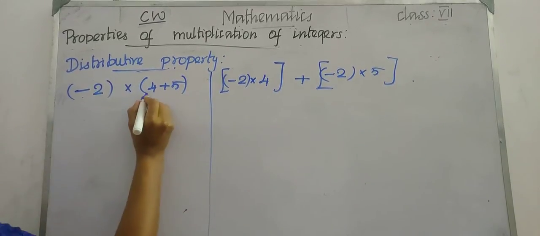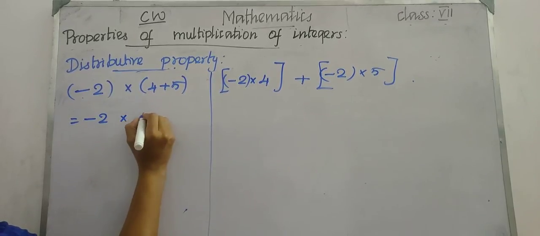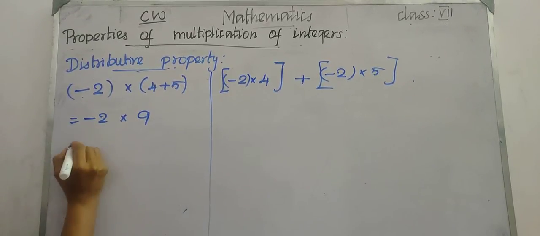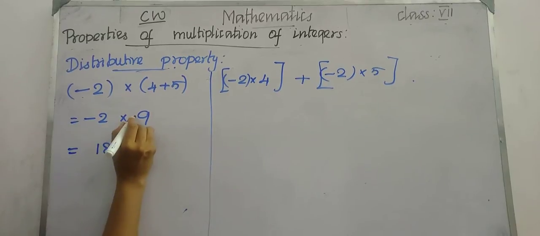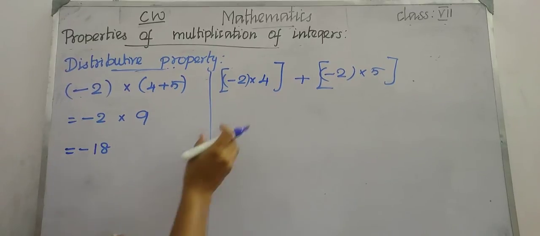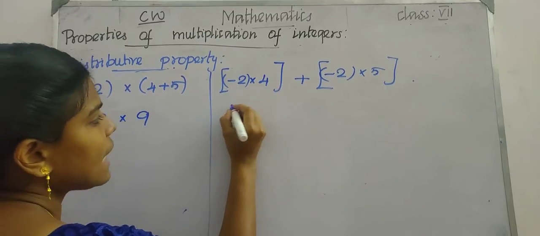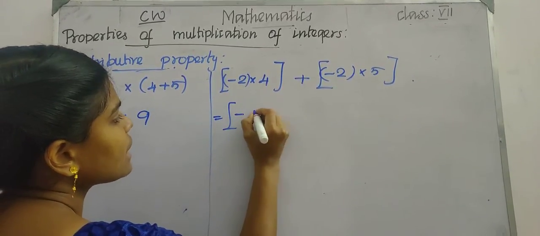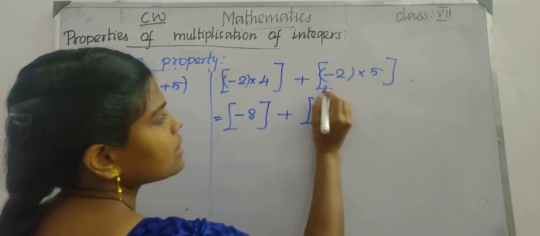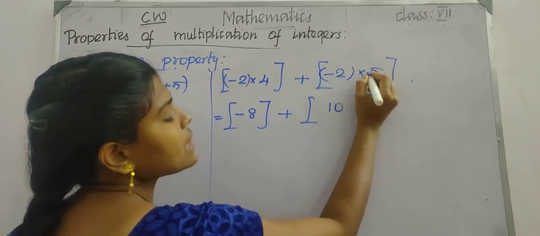First of all, 4 plus 5, 9, right? So you will get minus 2 into 9. 2 9s are 18, right? Minus into plus we will get minus. So minus 18. Let us solve the RHS side. Minus 2 into 4. 2 4s are 8, minus 8. Minus into plus, minus, right? So minus 8. Let us do the next bracket. 2 5s are 10. Minus into plus, minus.